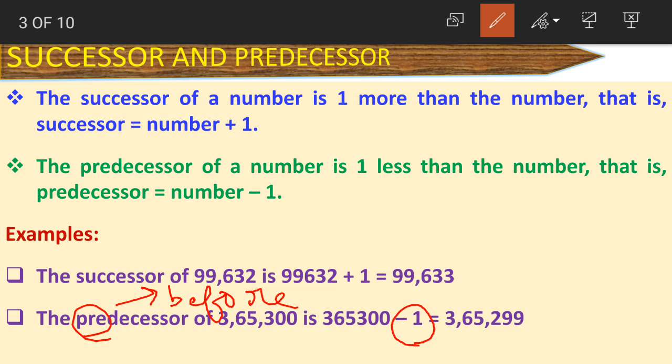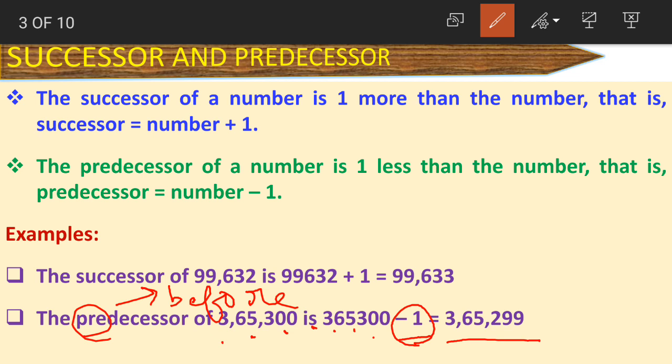So, the predecessor of 3,65,300 is what? It is 3,65,300 minus 1. When we subtract 1 from 3,65,300, we get the answer as 3,65,299. Is it clear, children?